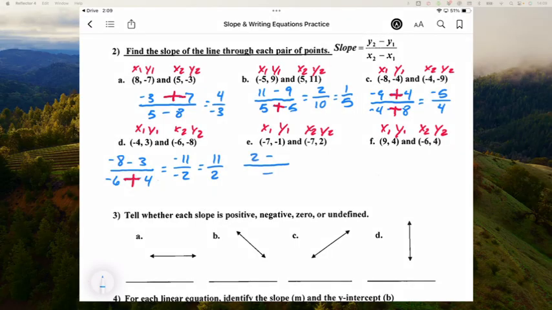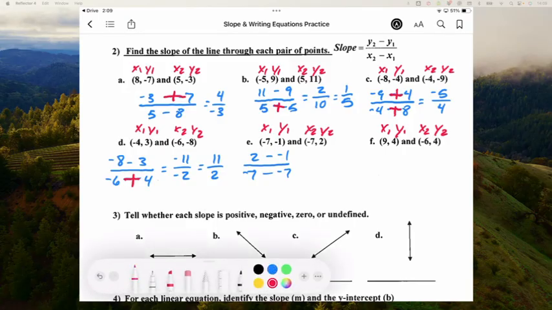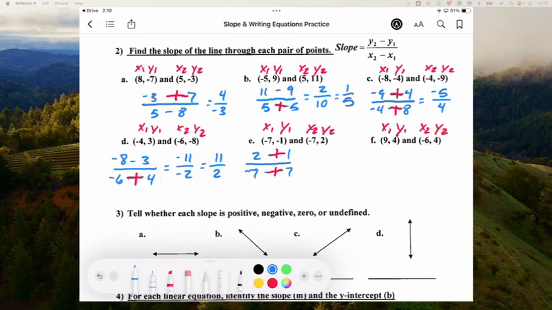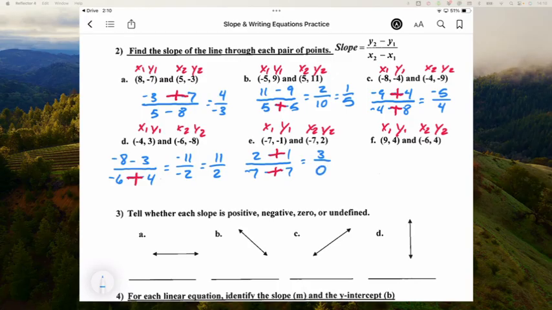Y2 is 2 minus -1, -7 minus -7. This one I think is going to be undefined, because we are going to have a denominator of 0. So 2 plus 1 is 3 over 0. That means that is undefined, because we cannot divide by 0.